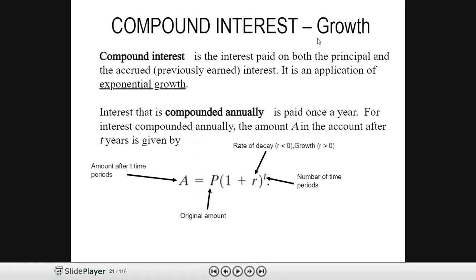Compound interest, here we are also using the exponential function, as you know. We'll talk about that in detail. But compound interest is the interest paid on both the principal and the previously earned interest. It is an application of the exponential growth function. Interest that is compounded annually is paid once a year: this is the actual amount, the principal amount is the original amount, 1 plus the rate at which it is growing, and the time, the time period of the investment.